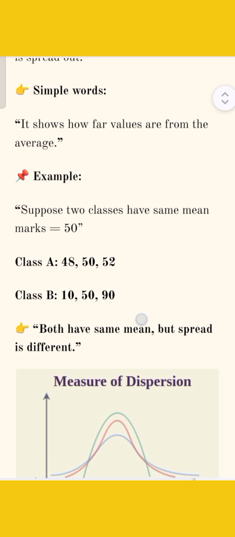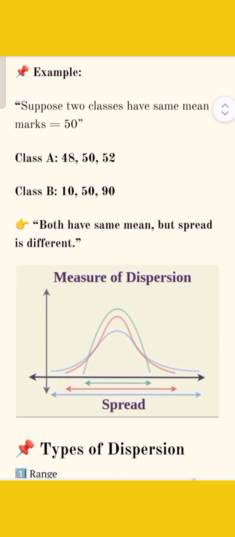Now we can see the example. In the first picture, we can see two classes with the same mean, which is 50. Class A: 48, 50, 52. These values are very close to each other. Class B: 10, 50 and 90. These values are very far apart. Even though both classes have the same mean, their data is very different.